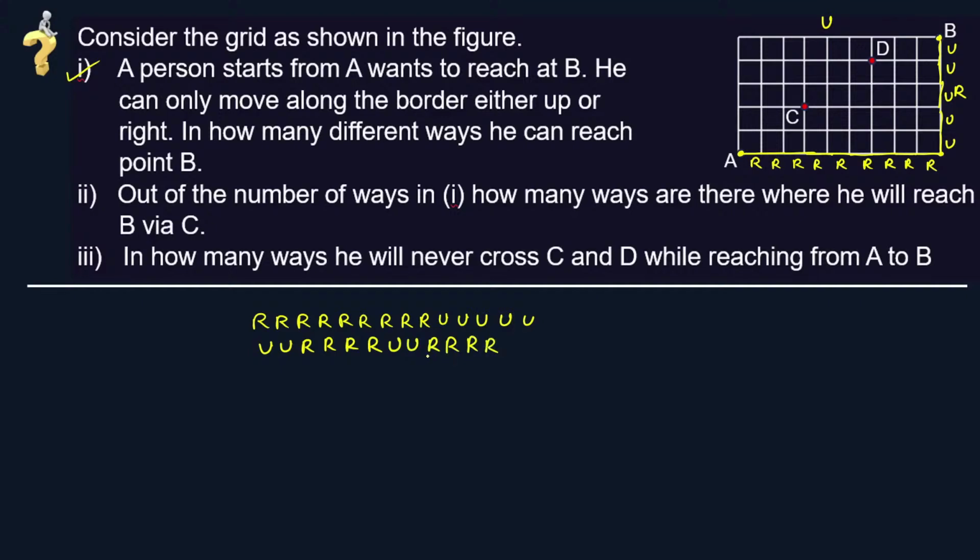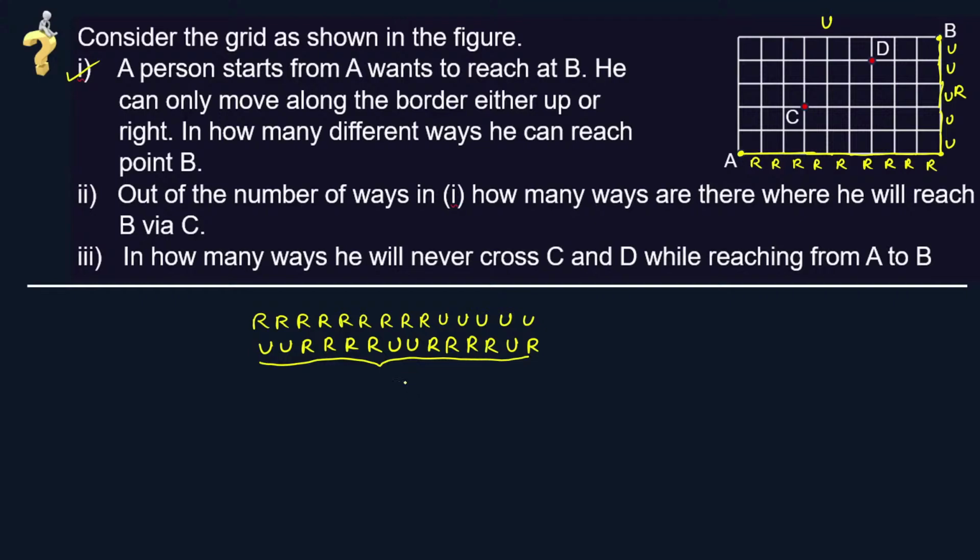So how many rights have we taken? 7. And 4 ups have been taken. We will only have 1 up. And then again, there are 9 rights, right? 1, 2, 3, 4, 5, 6, 7, 8, 9. And there are 4, 8 and 9. So this is also one arrangement.